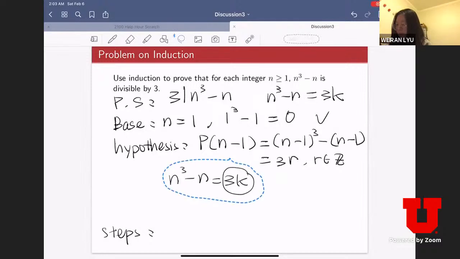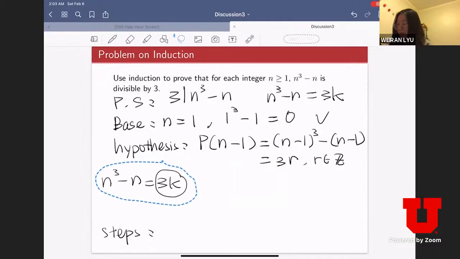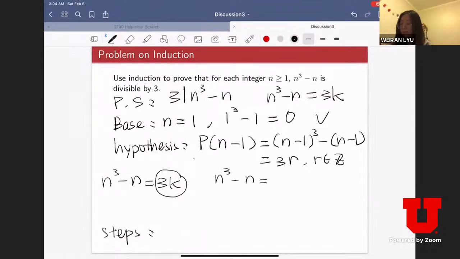And since we wanted to show that n cubed minus n is equal to 3k, we must start with n cubed minus 3n. And that has to be equal to something where you can actually use the one in the hypothesis. Any ideas on this one?